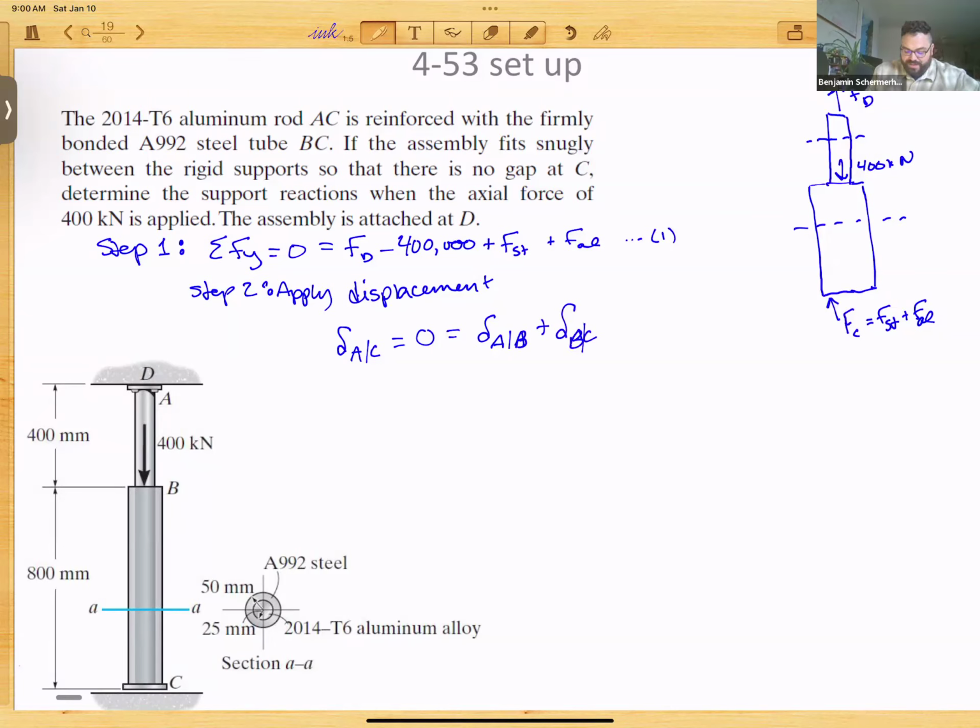Letters are hard. I don't like this, it's different than they labeled them the other day. That's what got me. C was in the middle for the other two problems. So I want to sum up the displacements in these two regions.